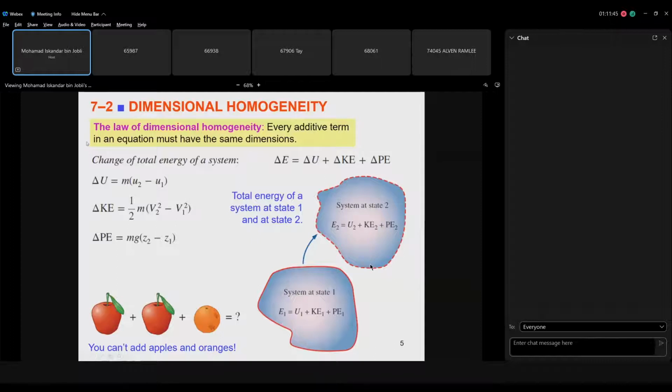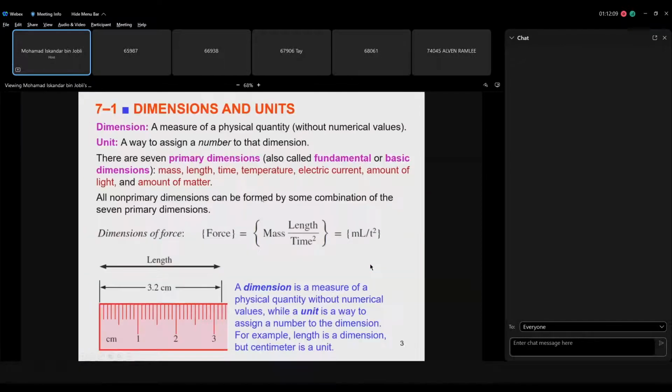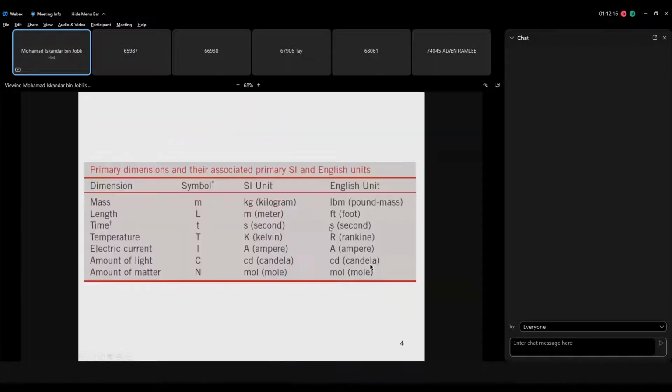Every additive term in an equation must have the same dimension. Do you understand this, fellas? Dimensional homogeneity is that every additive term in an equation must have the same dimension. Take this one for instance. Must have the same dimension, meaning if it is like ML over T squared, all the terms in the equation must be made of ML over T squared.